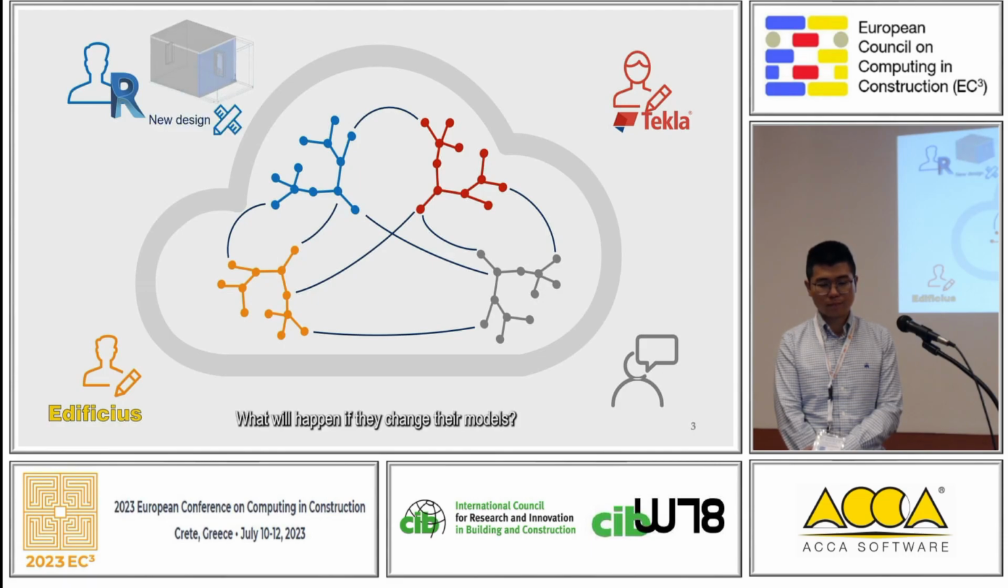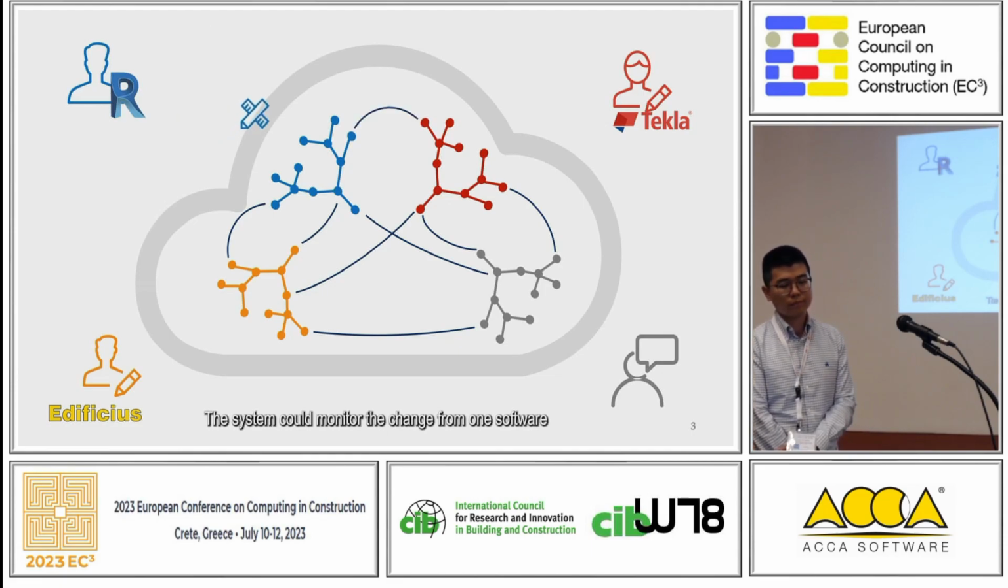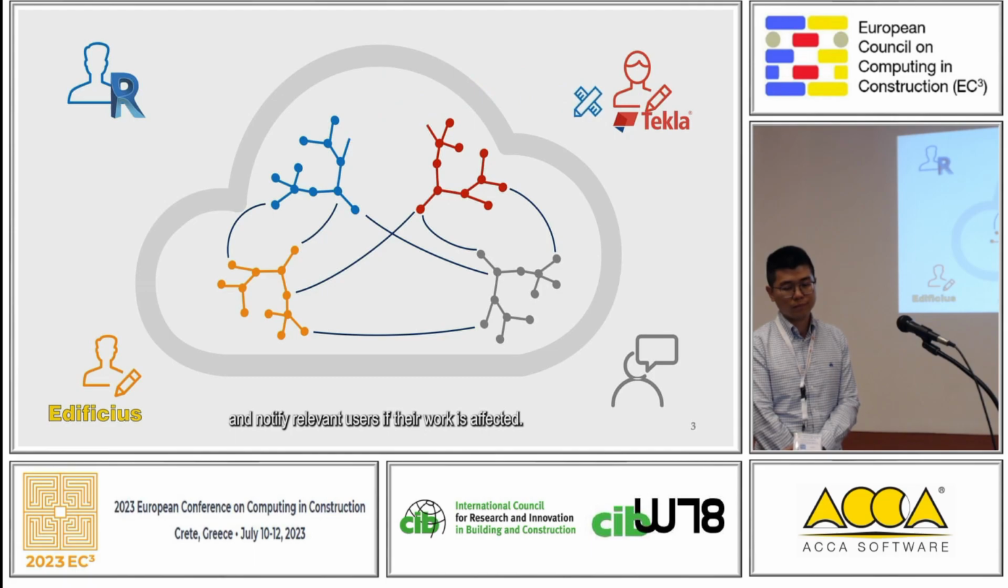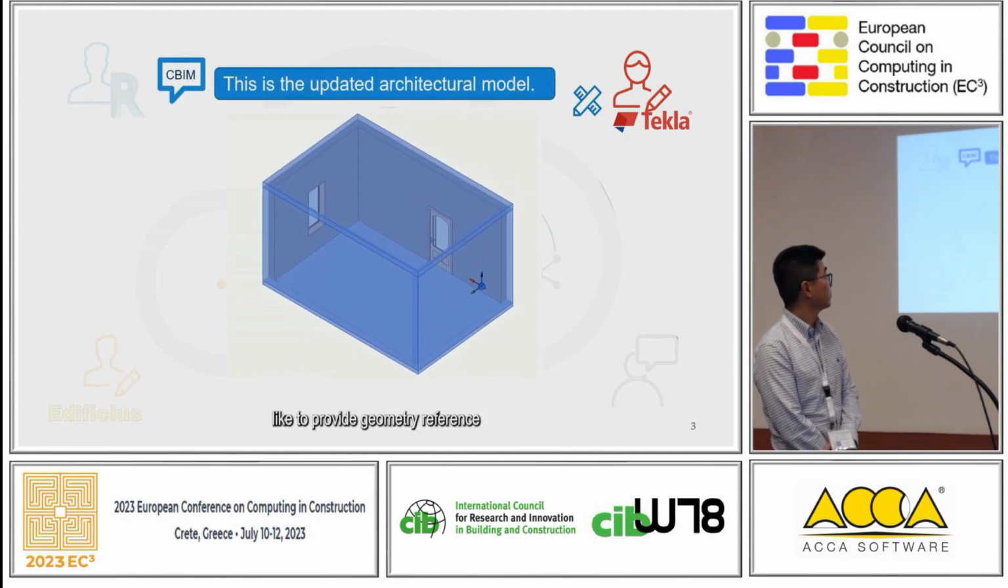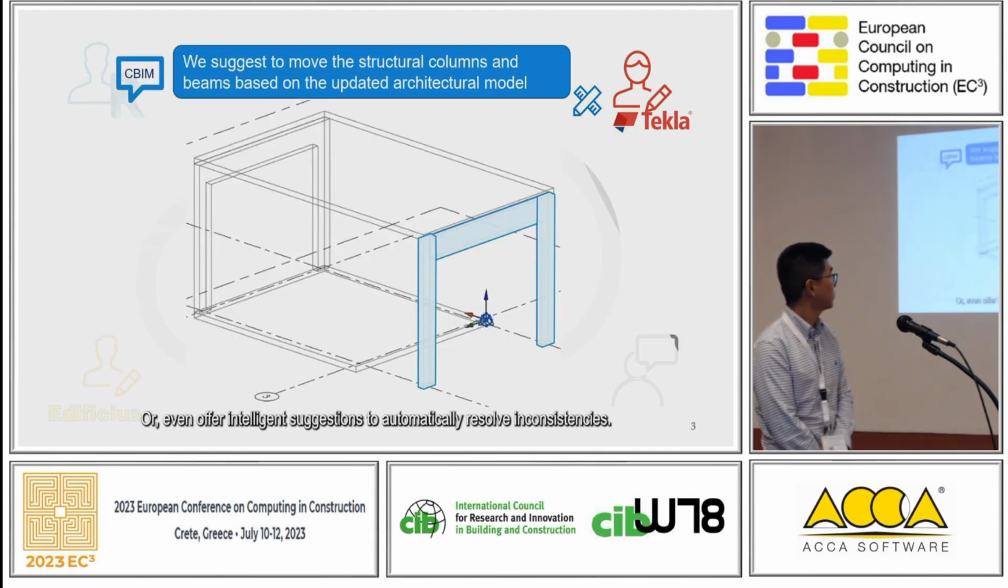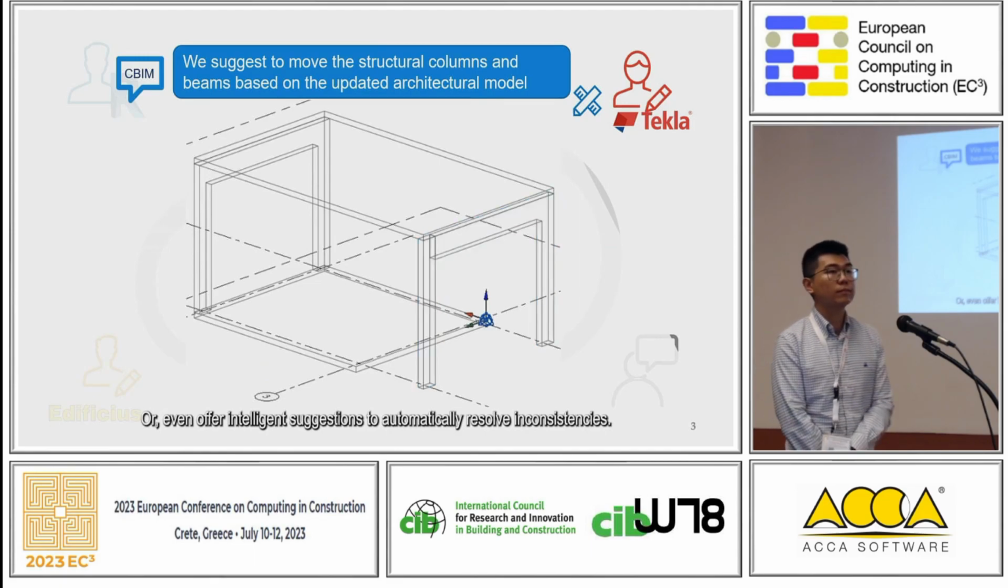What will happen if they change their models? The system could monitor the change from one software and notify relevant users if their work is affected, like to provide geometry reference, or even offer intelligent suggestions to automatically resolve inconsistencies.